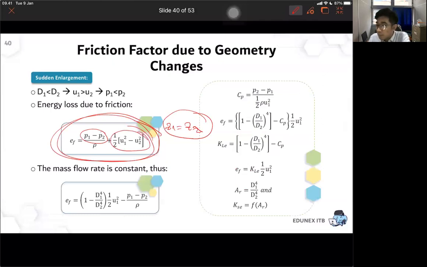So from the mass flow rate, please check again our previous slide. You can correlate the velocity at inlet and outlet as a function of the ratio of diameters. For example, you express it as velocity at inlet, then you can change the first equation into the second equation.